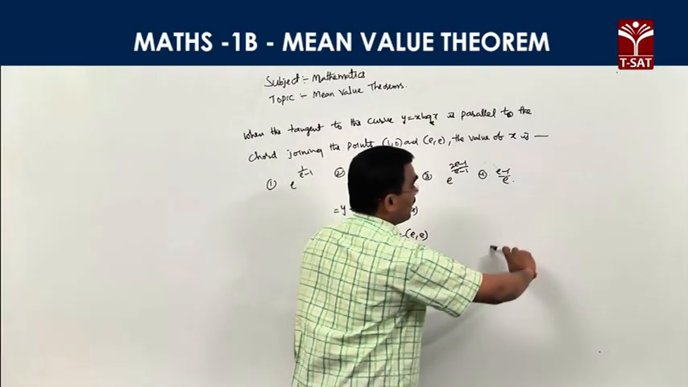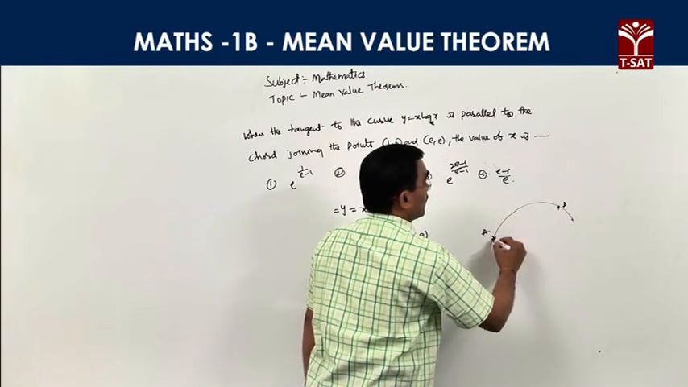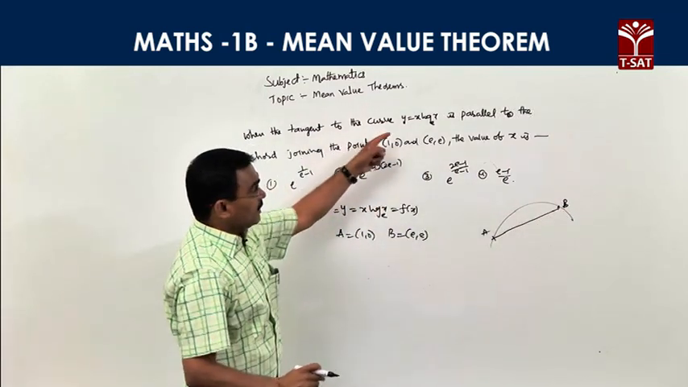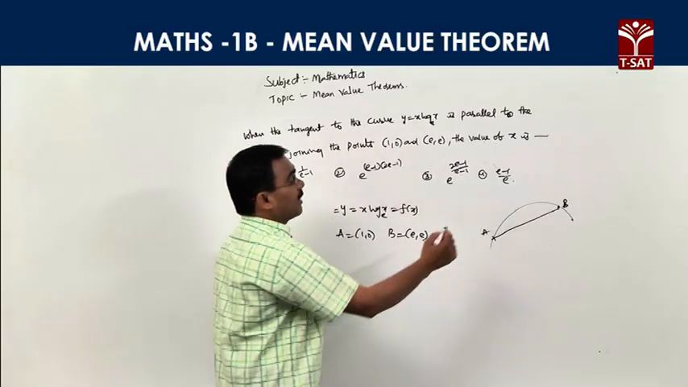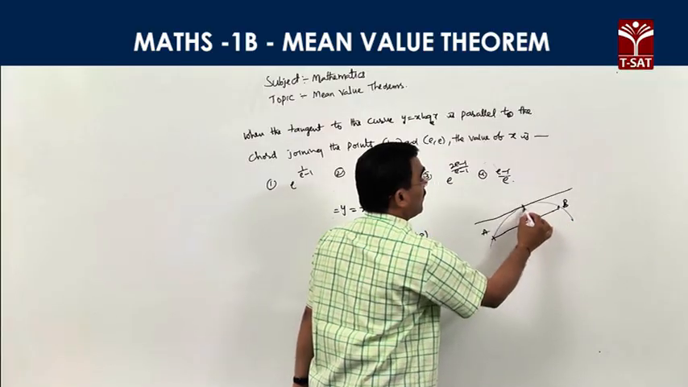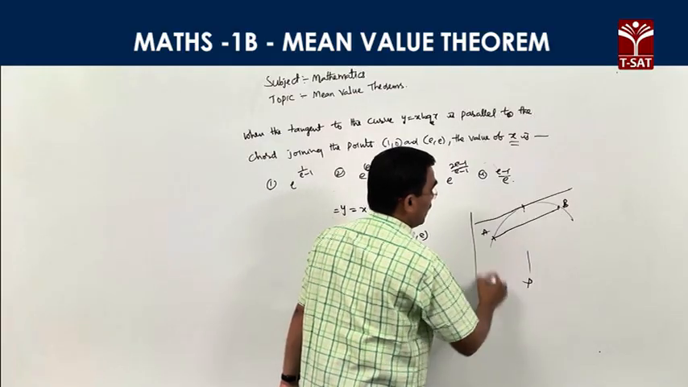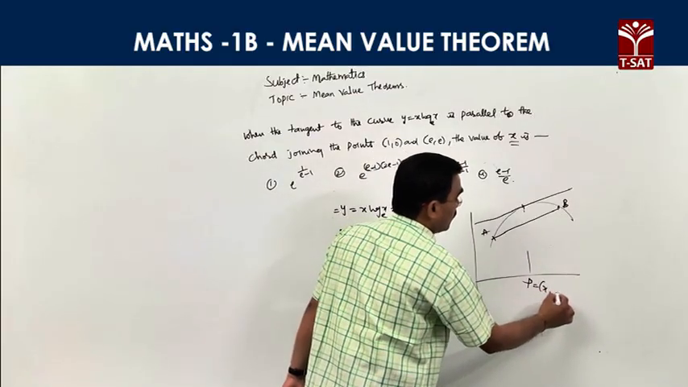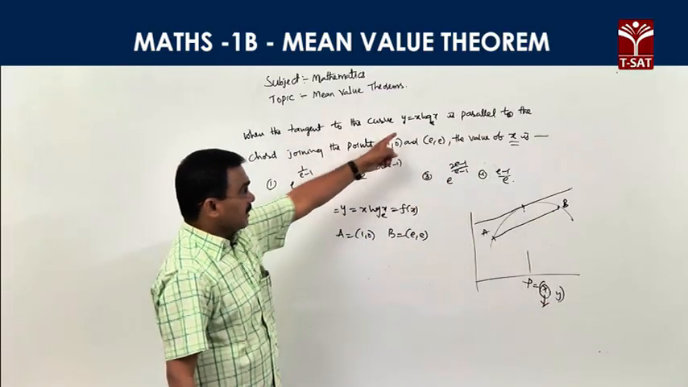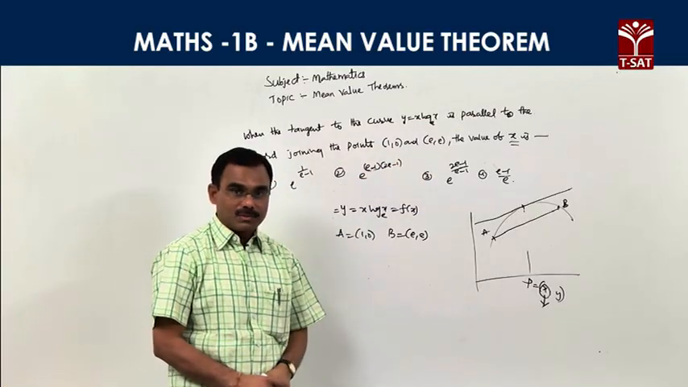You draw the curve. A and b are the points. Joining these two points, the chord can be taken. The tangent to the curve is parallel to the chord, so you draw the tangent parallel to the chord. Suppose this point is p in the coordinate system, p is equal to (x, y). The question asks for the x value, when the tangent to the curve is parallel to the chord AB.